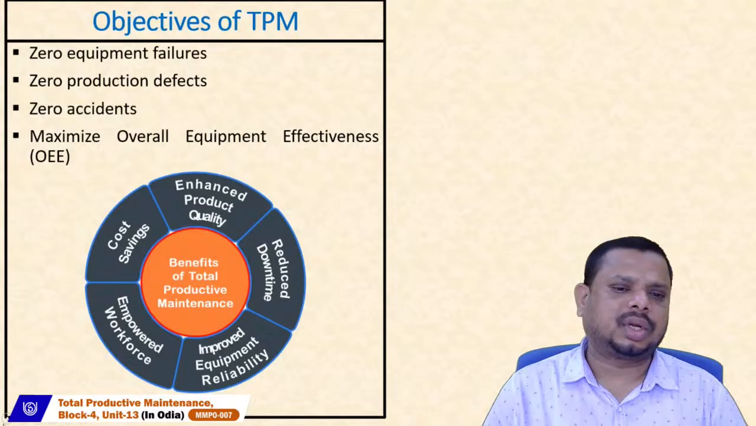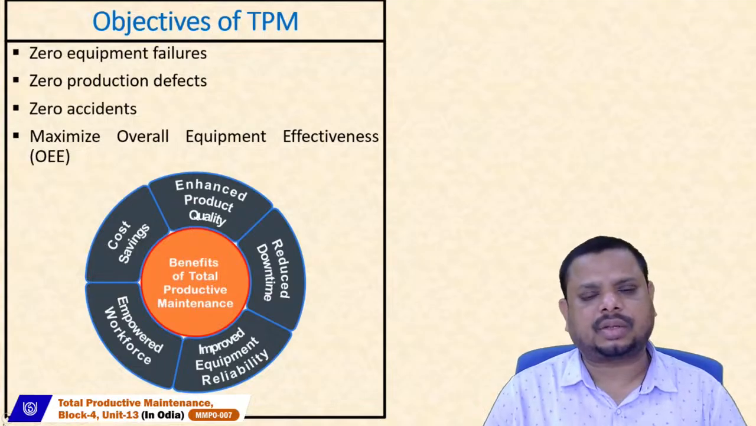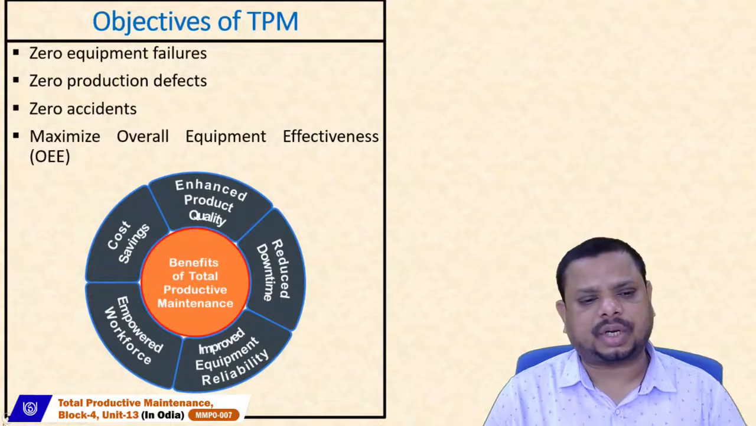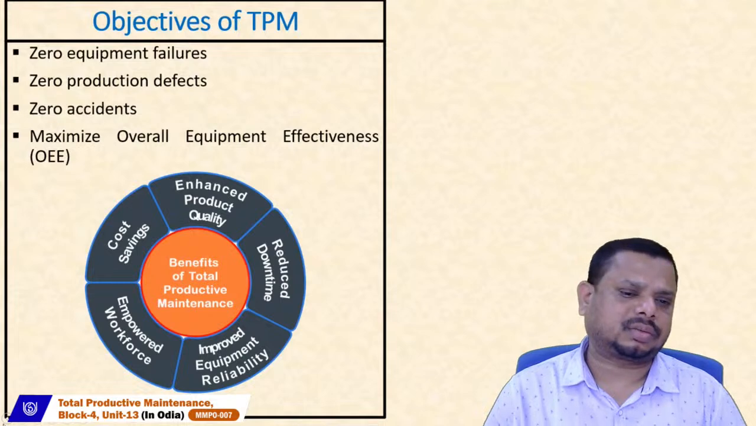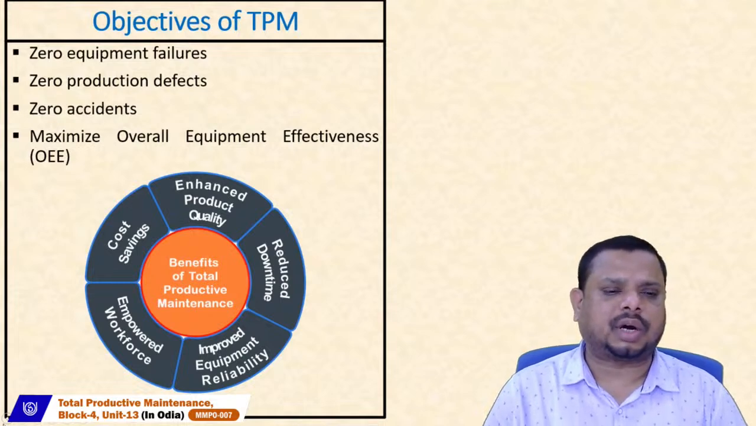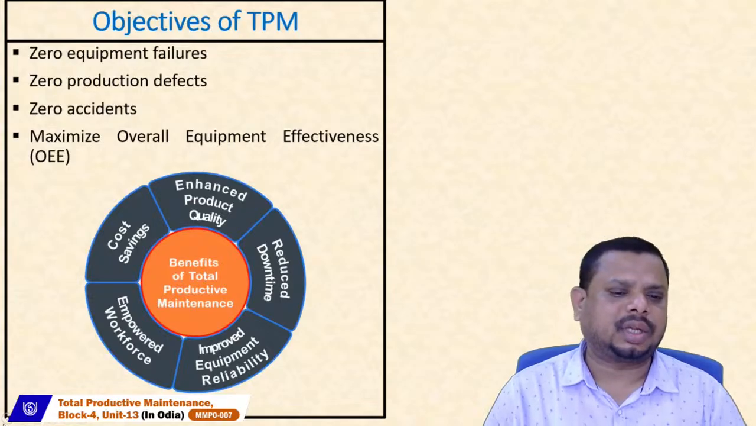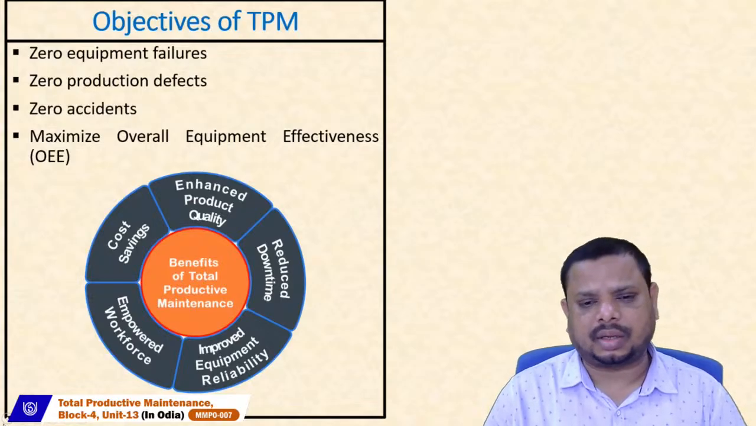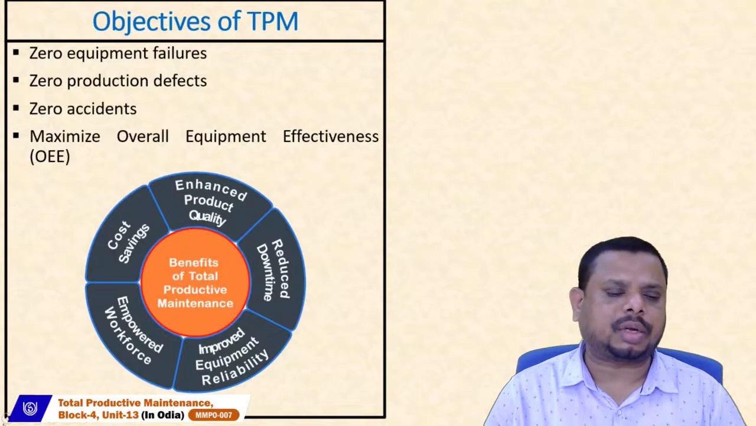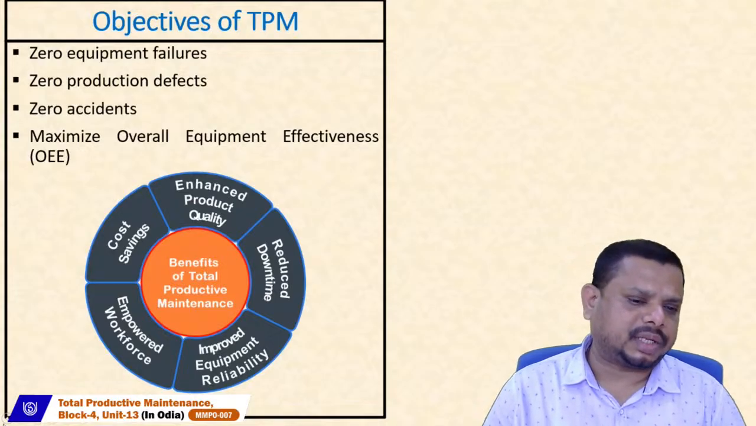So these are the objectives, and by implementing these objectives in a particular organization, let's understand what the benefits are. The first benefit is enhanced product quality. If you don't have any kind of defect or failure, automatically the raw material is converted into finished product, and that finished product goes directly to quality levels. The next one is reduced downtime. Through the introduction of total productive maintenance, you can reduce downtime by applying various approaches like the proactive maintenance approach or the preventive maintenance approach.